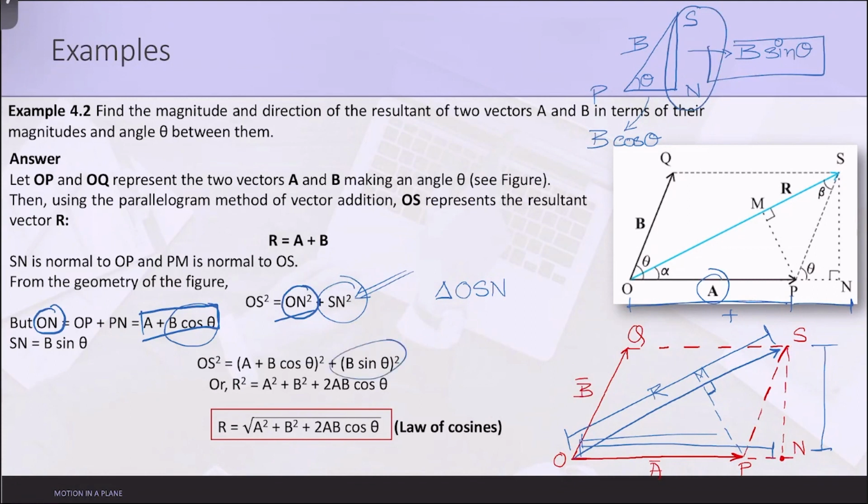After calculation, we will finally get the answer: R is equal to under root A square plus B square plus 2AB cos theta. I will derive this in the next lecture, at the starting of that lecture. We will start with a revision from this point, and then I will derive the equation which is written at the end of this slide. So R is equal to under root A square plus B square plus 2AB cos theta. Let me stop here, and we will discuss this further in the next class.